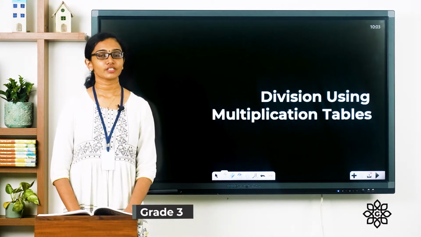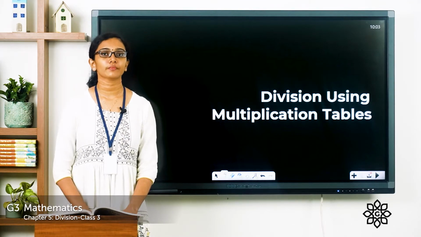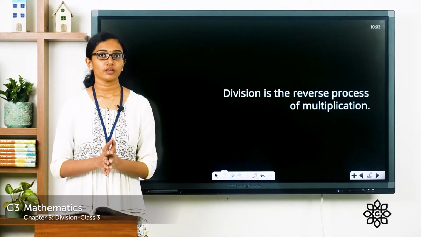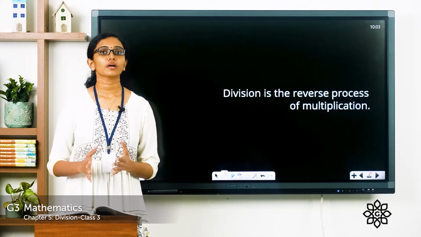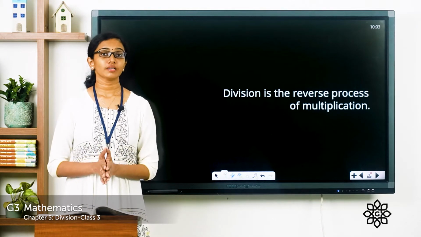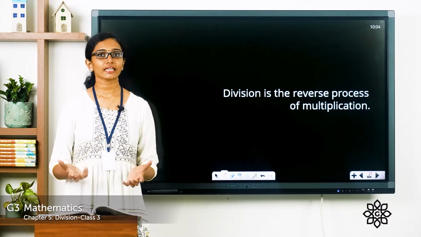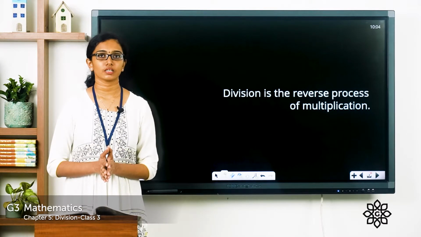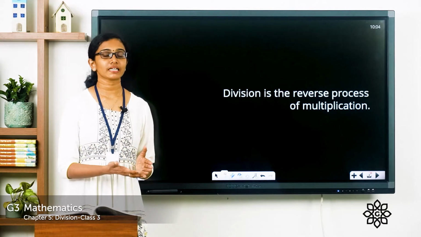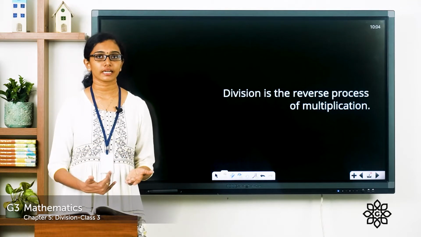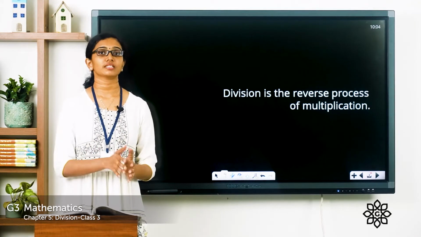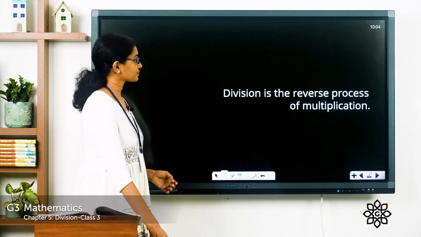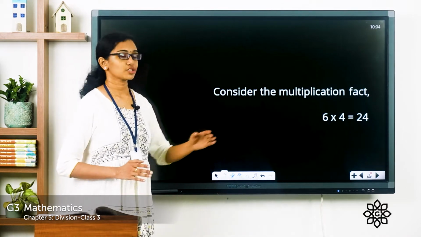So we are learning about division. Today, let's see how we can divide numbers using multiplication tables. In multiplication, you add a number or a group repeatedly, right? Similarly, in division, you subtract or take away the same number or group repeatedly. So in multiplication, you add something repeatedly, and in division, you subtract something repeatedly. So you can say division is the reverse process, or the opposite, of multiplication. Clear?